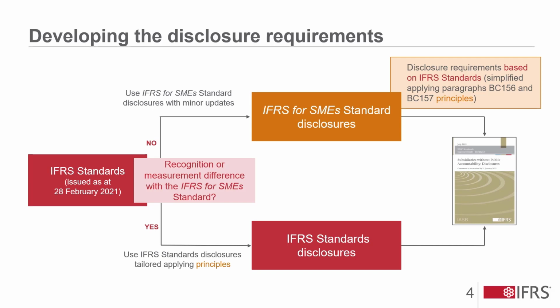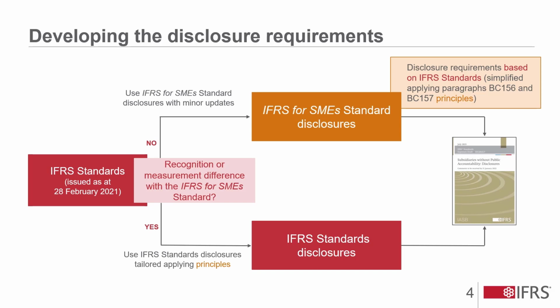For example, Section 20, Leases, of the IFRS for SMEs standard uses the term contingent rent. However, IFRS 16, the IFRS standard for leases, uses the term variable lease payments. Consequently, when proposing disclosures for IFRS 16 in the draft standard, variable lease payments is used instead of contingent rent, the term that is used in IFRS 16.